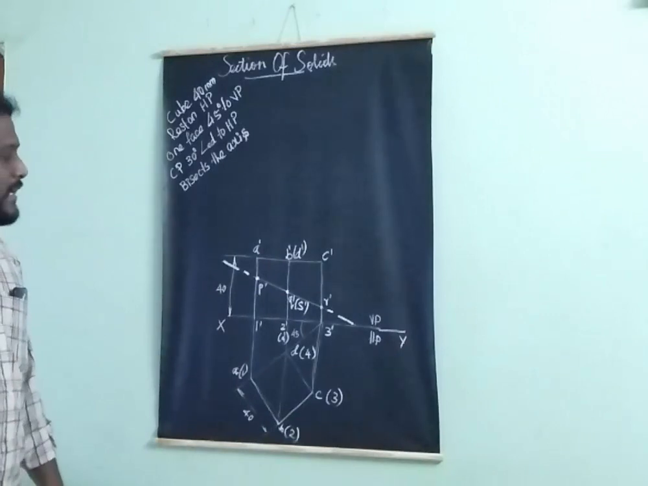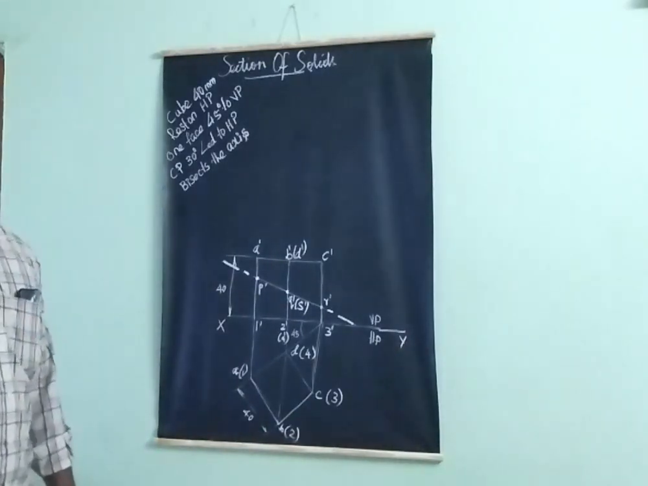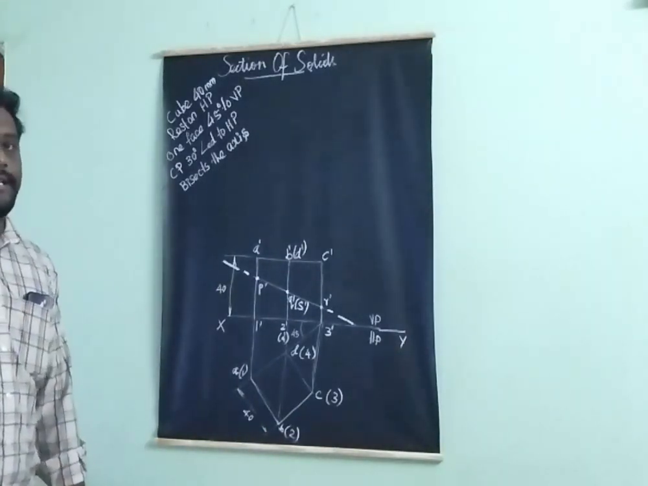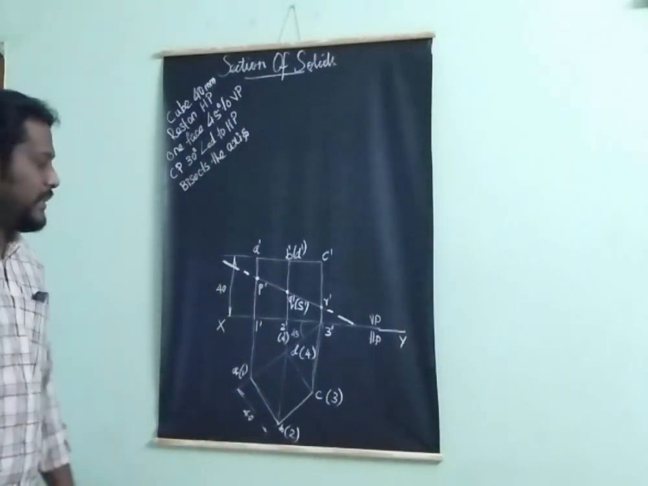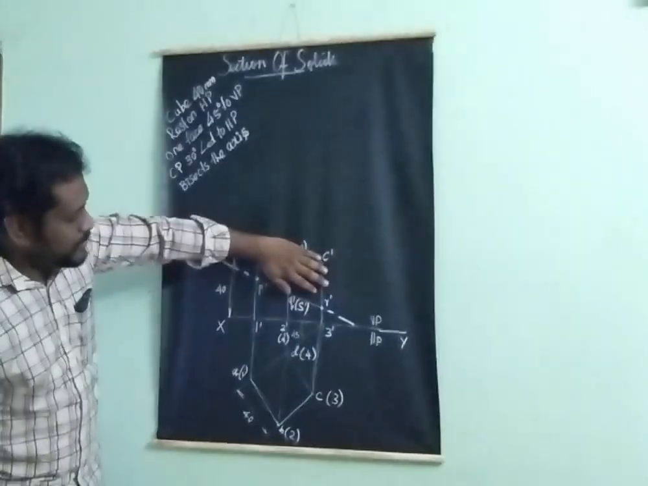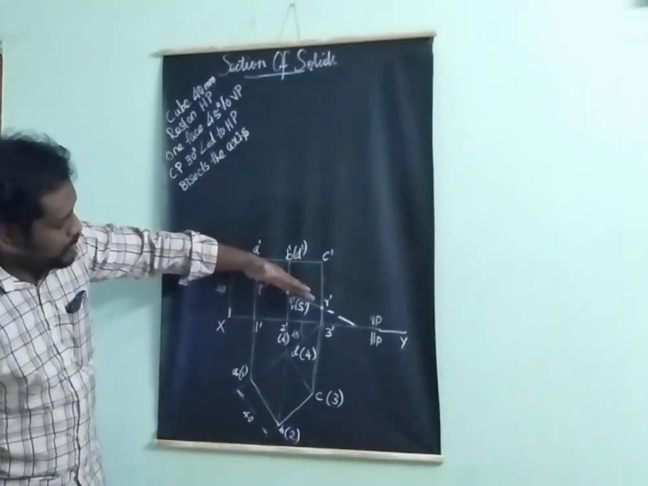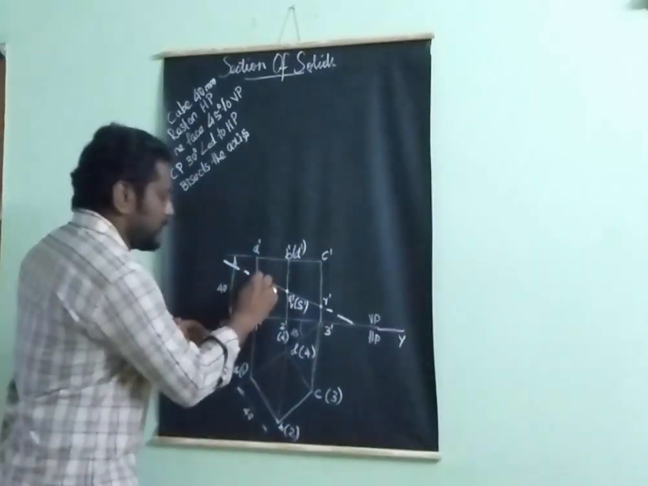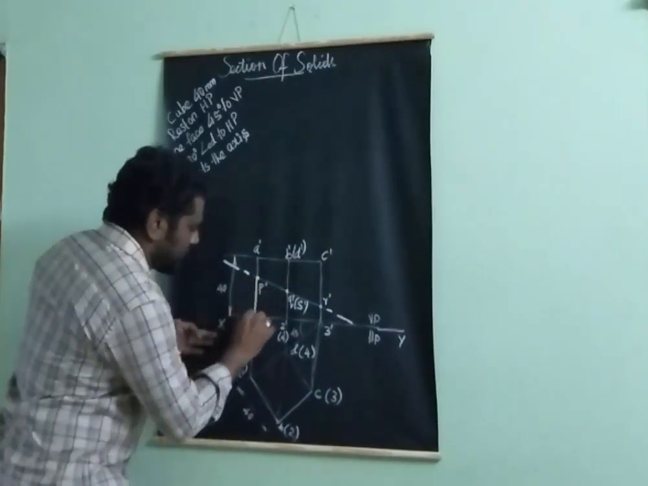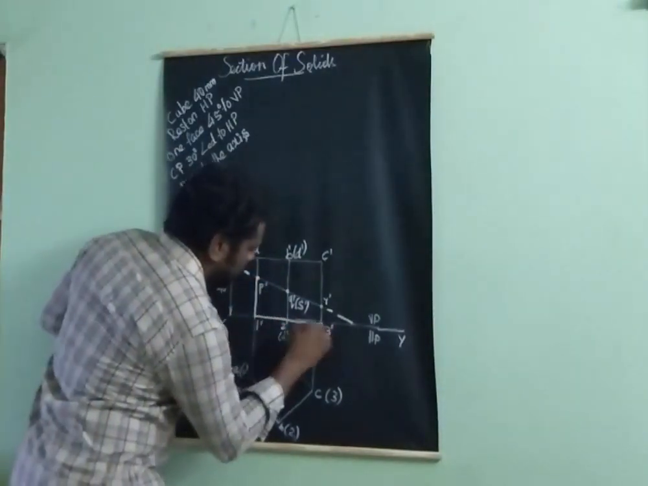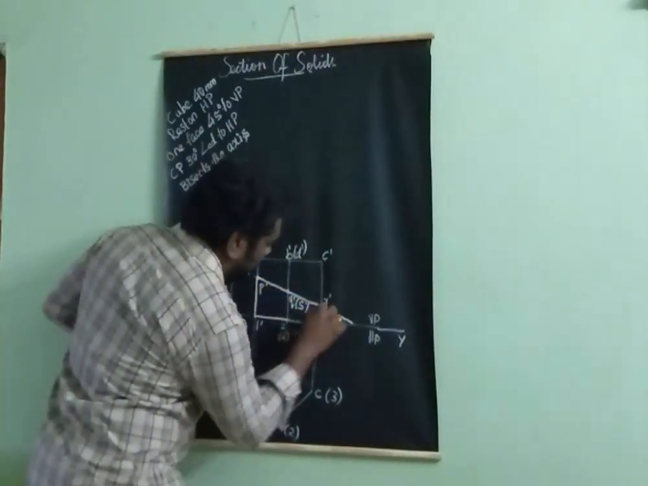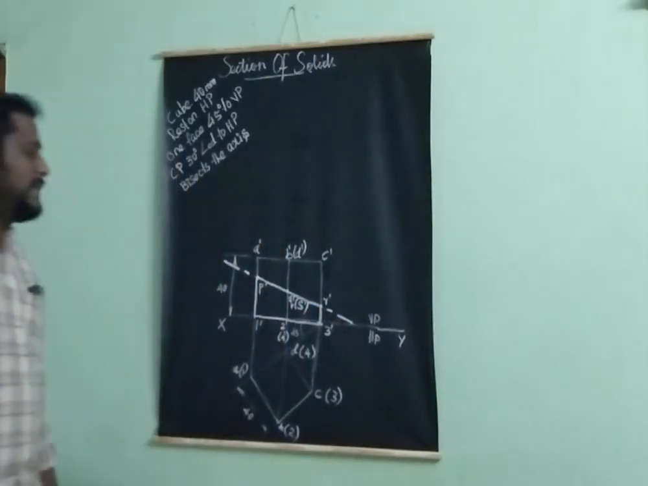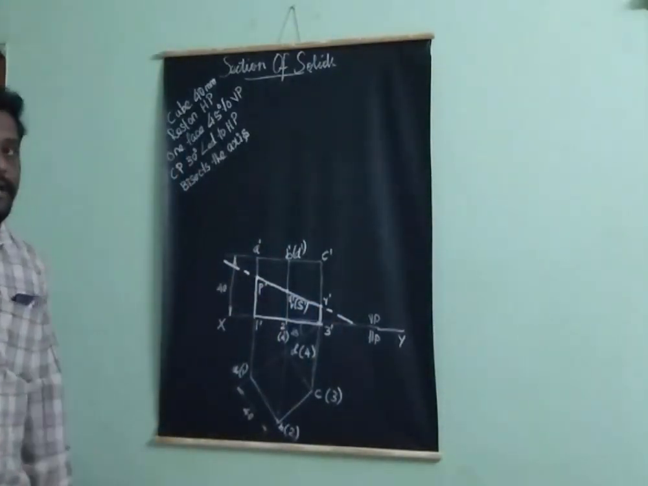Now the next thing is you have to draw the sectional views. So first you have to draw the sectional front view. In the sectional front view, this portion will be removed. So this portion will not be removed. So the remaining portion must be thickened using H pencil. So this is your remaining portion after the cutting plane cuts the solid. So this is the sectional front view.